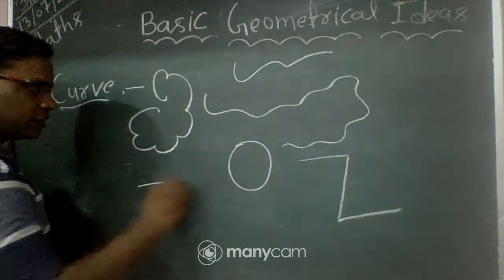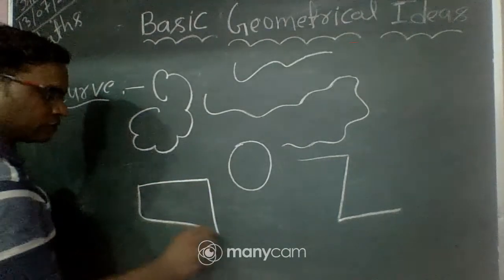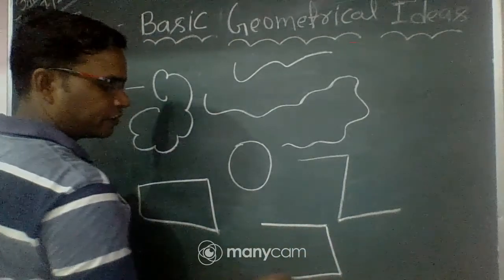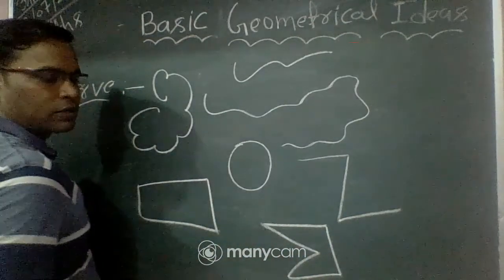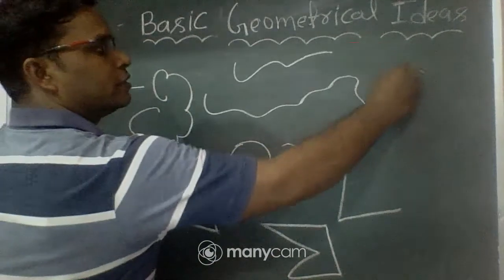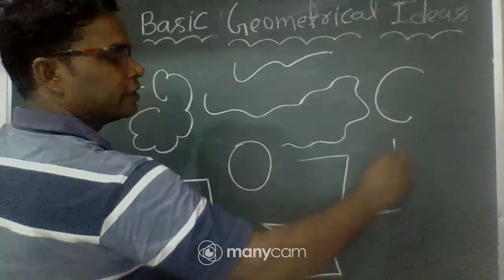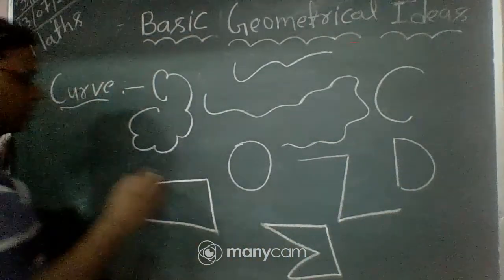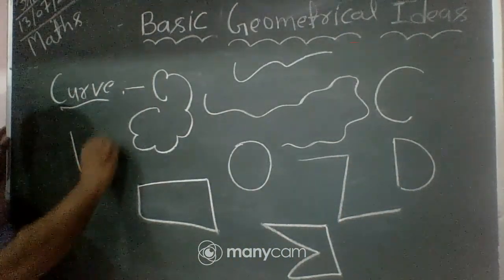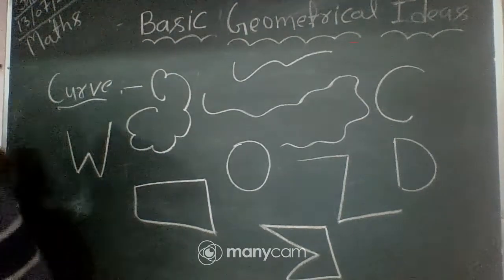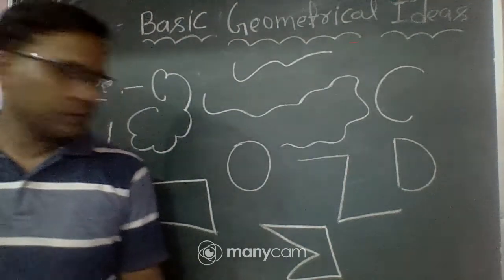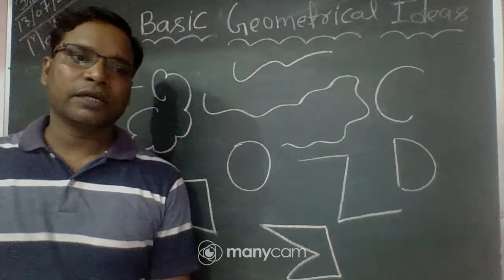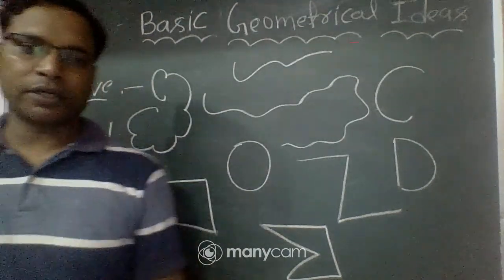Also this is a closed curve. Okay, this is a closed curve, this is an open curve, this is a closed curve. Okay, so there are a lot of examples of closed curves and open curves. Clear? I hope all have understood what a curve is, what a closed curve is, and what an open curve is.